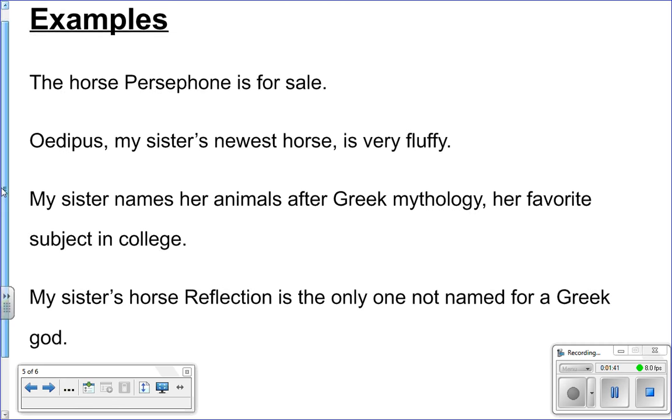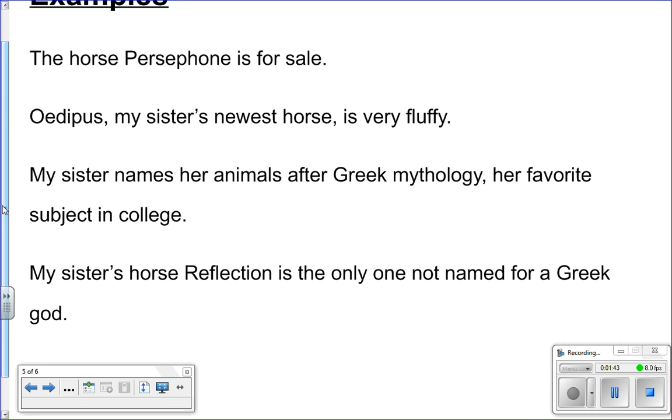Let's take a look at some example sentences. In the first sentence, we have the word Persephone, which is identifying horse. Remember that appositives generally come after the noun or pronoun that it identifies. Now, there are no commas with this particular appositive, so we would say then that this is essential. Persephone is more specific than horse, so it's an essential appositive.